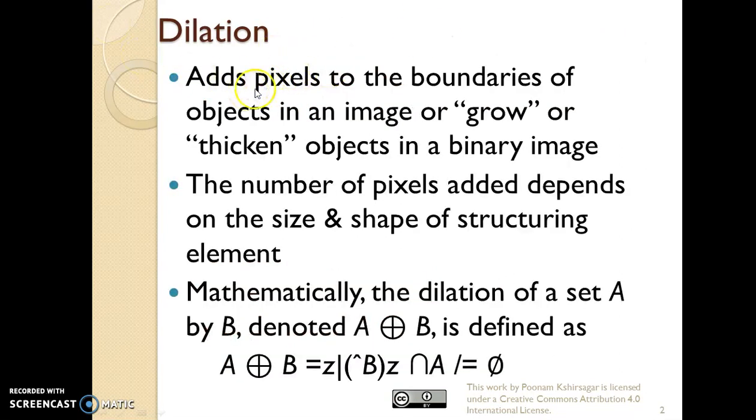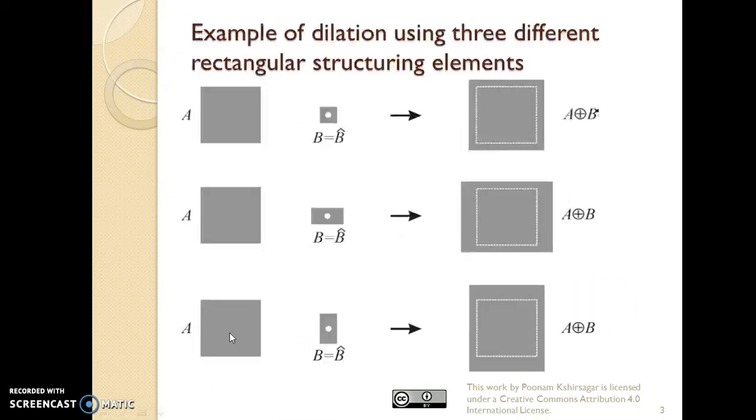Dilation adds pixels to the boundaries of the objects in an image, or we can also say that it can grow or thicken objects in a binary image. The number of pixels added depends on the size and shape of the structuring element. Mathematically, the dilation of set A by B is denoted by this sign, and it is defined by this particular equation, where A is the image and B is nothing but the structuring element.